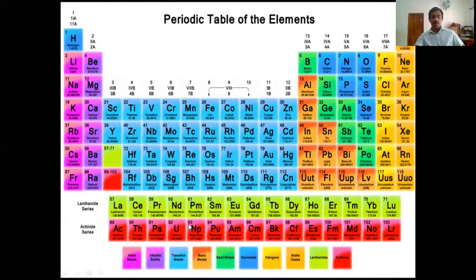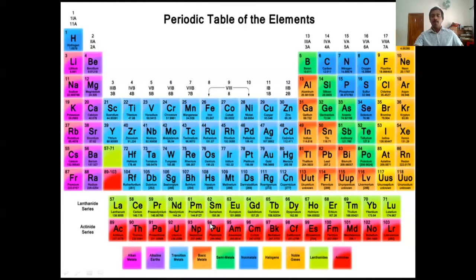And here below the periodic table, you can see 2 rows of elements. They are known as lanthanides and actinides, or F-block elements. Here you can see lanthanides from lanthanum to lutetium. Actinides from actinium to lawrencium. Actually, lanthanum and actinium belong to the D block, but their properties are very similar to that of F-block elements. Therefore, they are included here. Lanthanum and actinium. So it is modern periodic table.